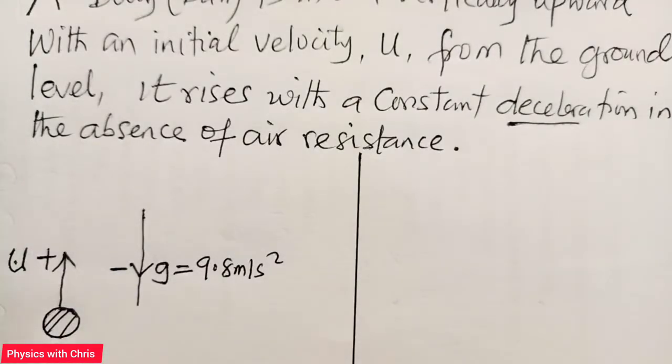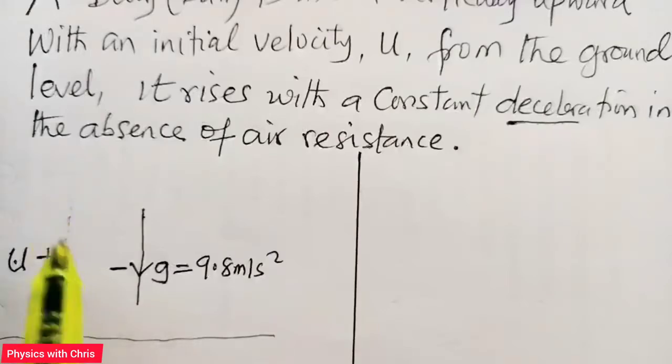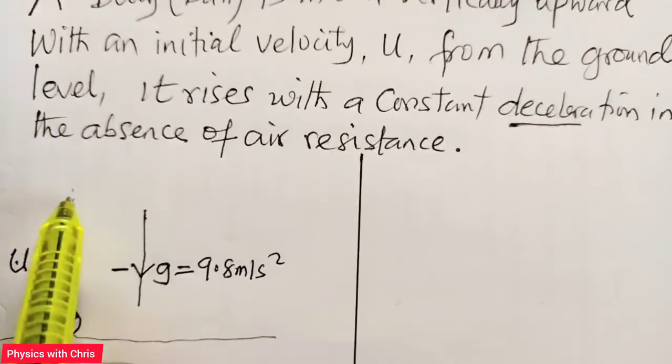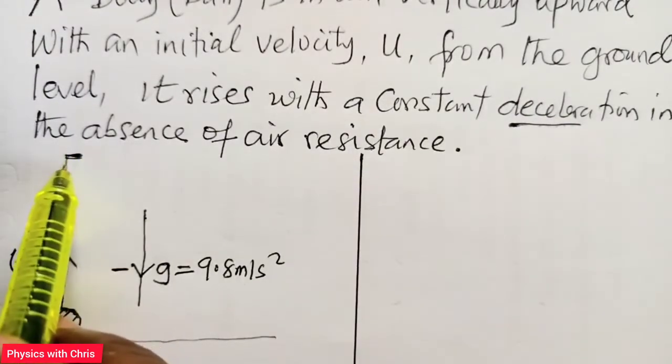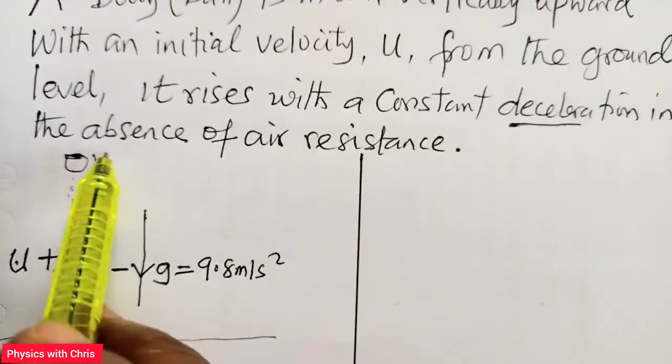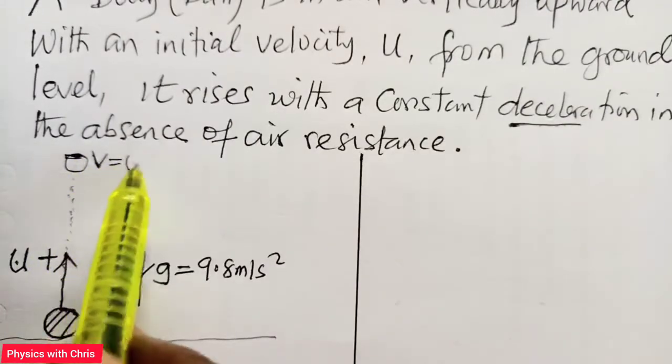So in this case, when the body is just projected from the ground level, the body starts rising. Remember, it rises with decreasing velocity. The velocity keeps reducing, because if the velocity does not reduce, why does it get to its highest point and start coming back down? When it rises to its highest point, at that point when it has reached its maximum height, its final velocity is equal to zero.